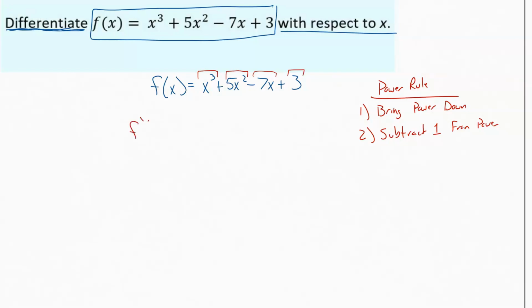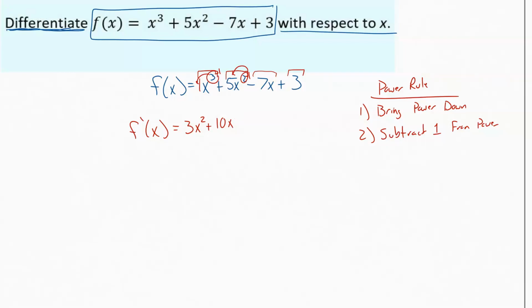So we're going to call this f prime of x, our derivative, and then bring the power down. So 3, there's an unwritten 1 in front of that x, so 3 times 1 gets us 3x, and then subtracting 1 from the power gets us 3x squared. Moving on to the next piece, I bring the 2 down, I get 2 times 5 is going to get us plus 10x, and then subtracting 1 from the power is going to get me x to the first, but really you don't need x to the first, that's just 10x.